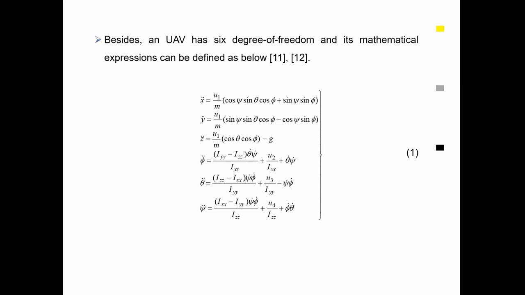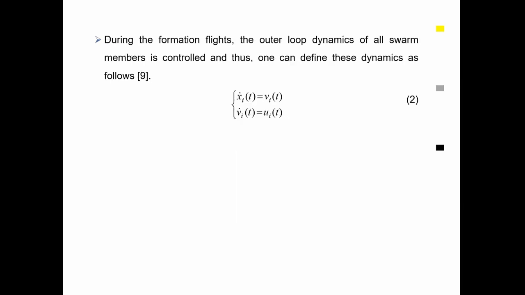So if we wish to generate a control signal for formation flights, the outer loop dynamics of all swarm members is controlled in order to obtain a good formation shape. So we want to define these dynamics, which are given in equation two. Here, x_i represents the position of UAV i, v_i represents the linear velocity of UAV i, and u_i represents the control signal of UAV i. So we call these equations the double integrator dynamics of a UAV. So we determine our dynamics to realize position control of UAVs.